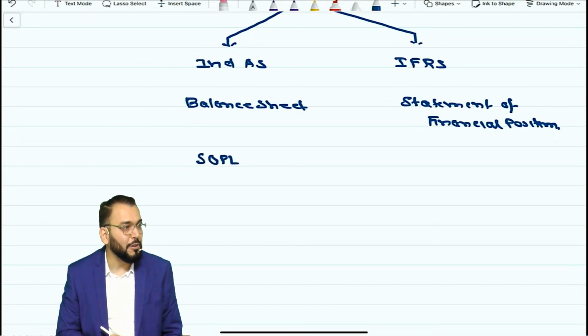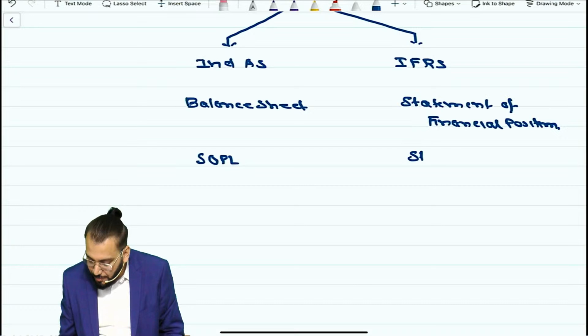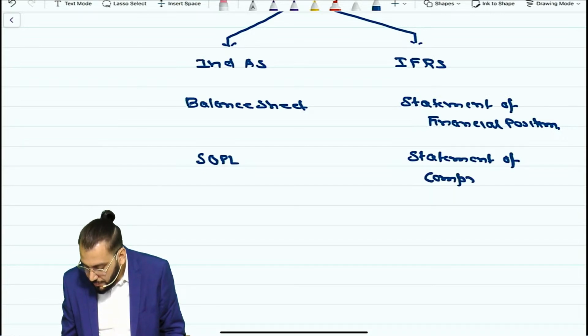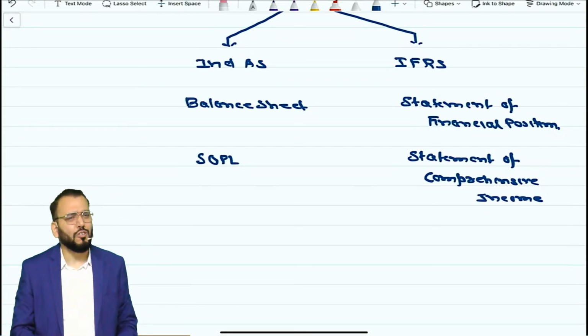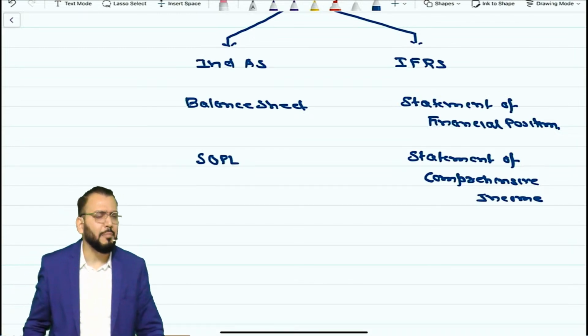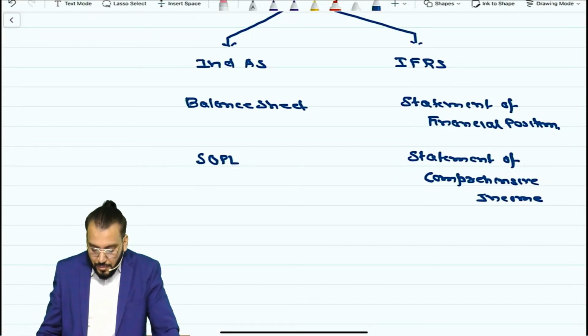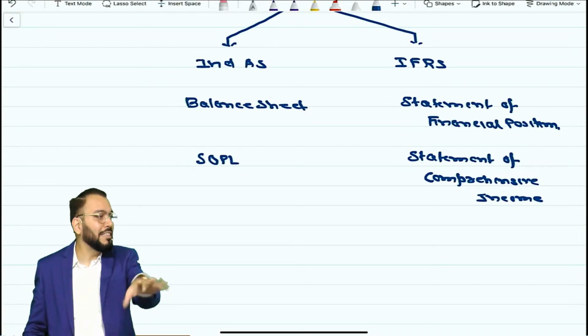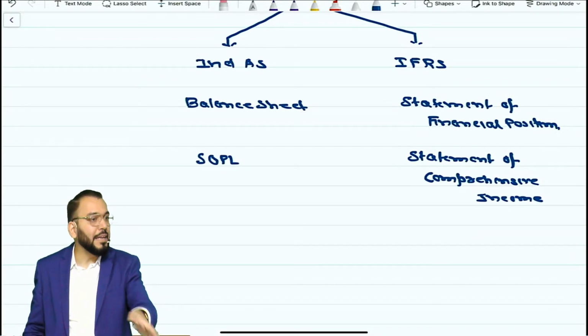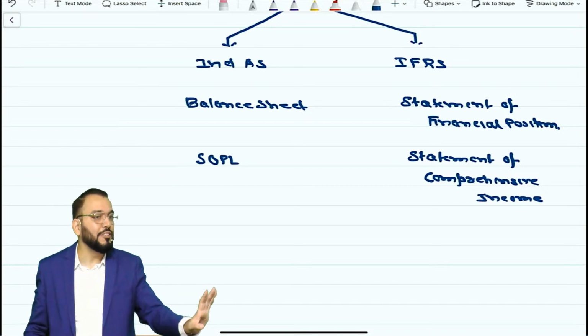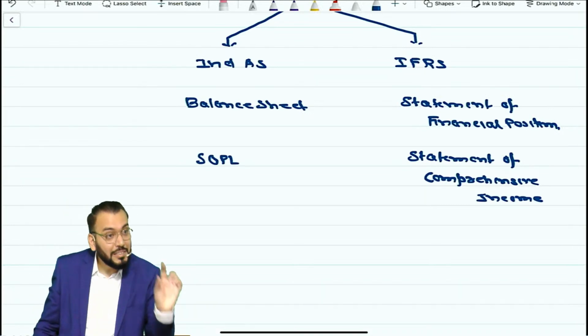And in India, SOPL, we call it statement of profit and loss. Internationally we call it statement of comprehensive income. In a later class you will automatically understand the meaning of comprehensive income. I don't want to discuss right now what comprehensive income actually means. But the format is more or less the same. Balance sheet format, statement of P&L format is more or less the same. Only the terminology changes.